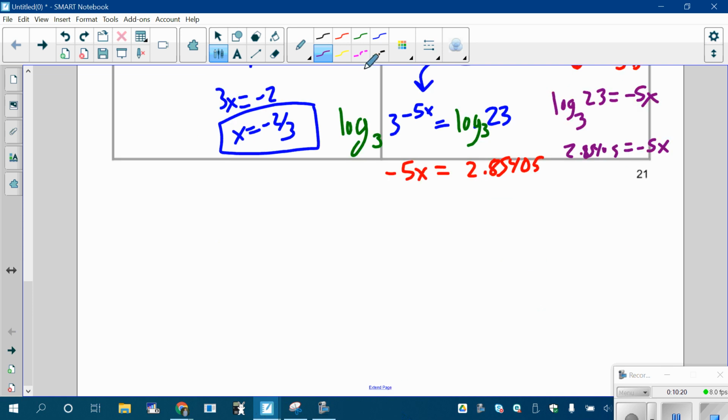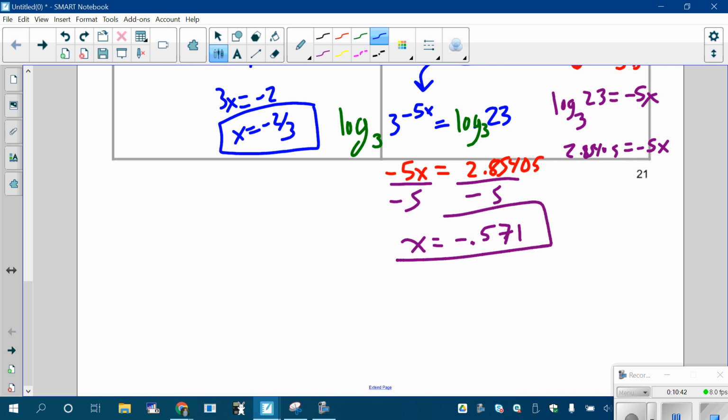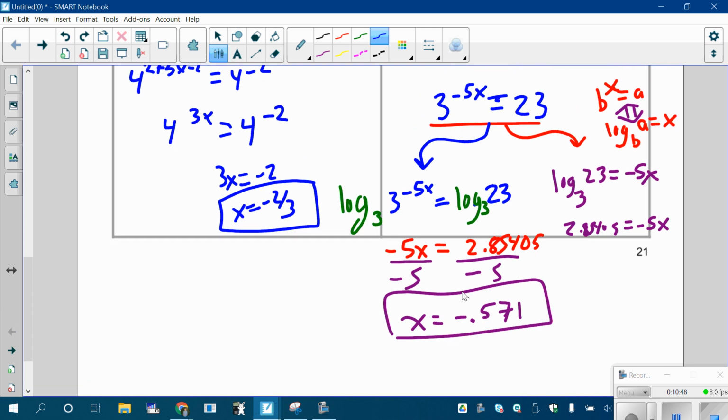Okay? We're not done solving this equation. Regardless, we have one more step. The x isn't by itself. Remember, we're solving the equation, so we want to get the x by itself. What do we have to do? Divide both sides by negative 5. It's nice to keep that log value in your calculator so that you can get an exact answer and don't have any rounding issues. I should be getting negative 5.71. I'm going to round to 3 decimal places there. Check. Cool.